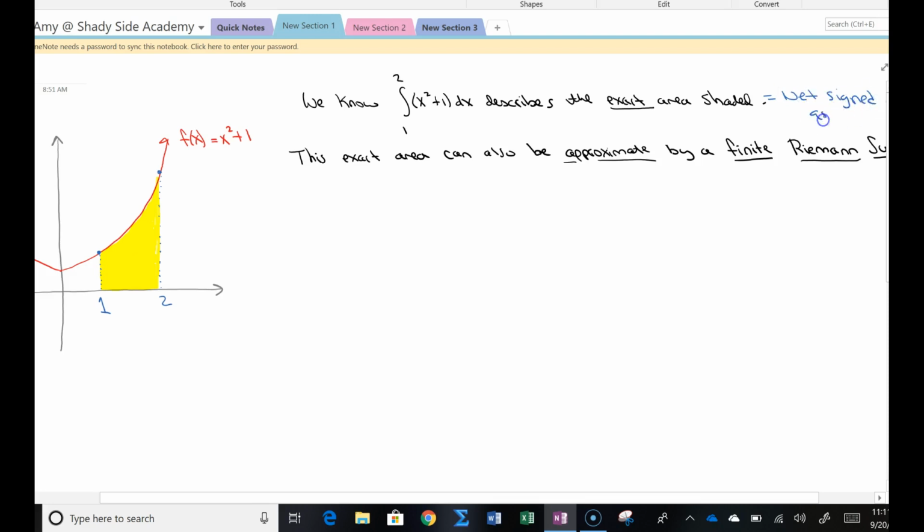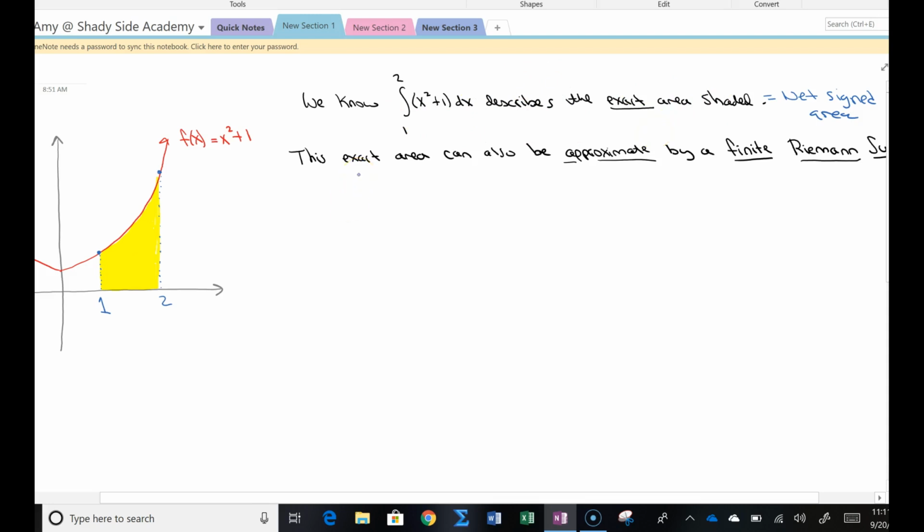And the reason why is because the interval of definite integration is from 1 to 2, heading right, and the function's above the x-axis. So in some cases, the definite integral, which always describes net signed area, happens to equal the exact area, and that is the case here. Okay, so we know this to be true. Here is the function, lower limit of integration 1, upper limit is 2.